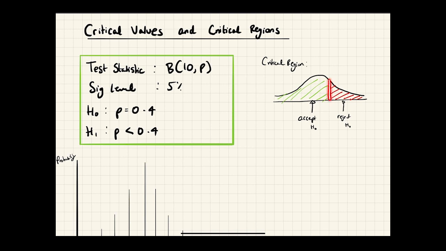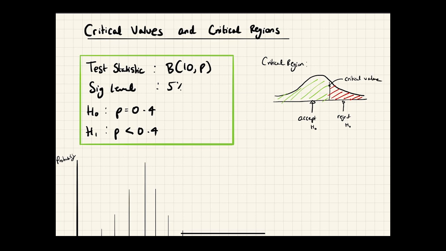So all of this part here is the critical region, because that is the part where if my test statistic falls within that, then I reject the null hypothesis. And anything that falls within this green area, this is all fine. So the critical region is basically that. And the critical value is actually the first value of my critical region. So in this case, my critical value would be this one here.